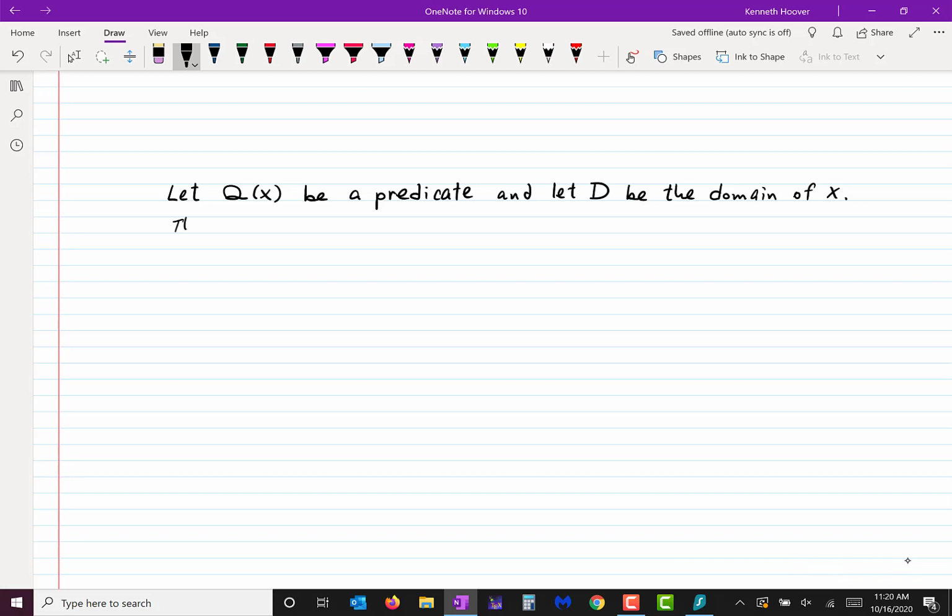All right, the universal statement. You've seen universal statements before in chapter 1. Okay, so I'm going to just write it out here. We write it like this. That symbol means for all. So for all x in D, comma, Q of x.